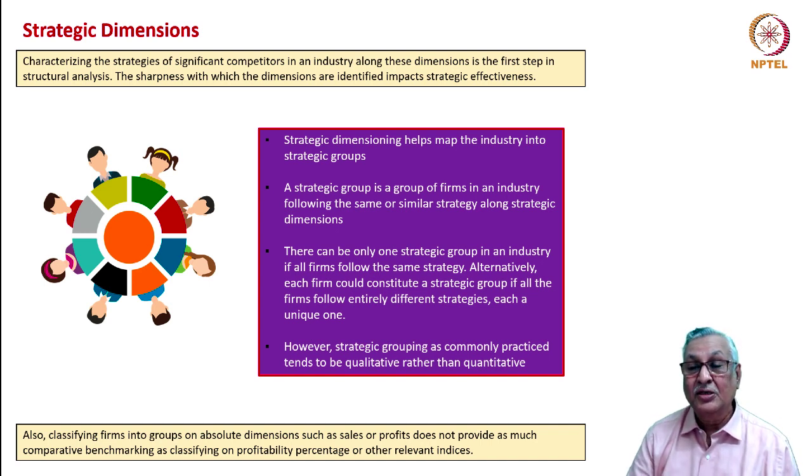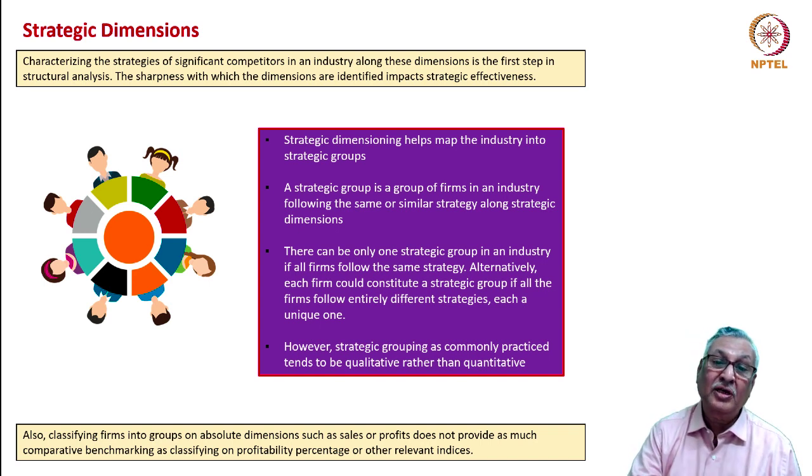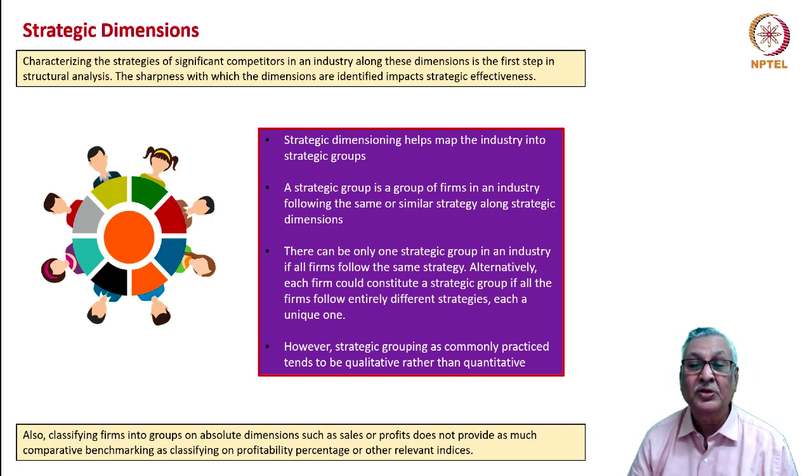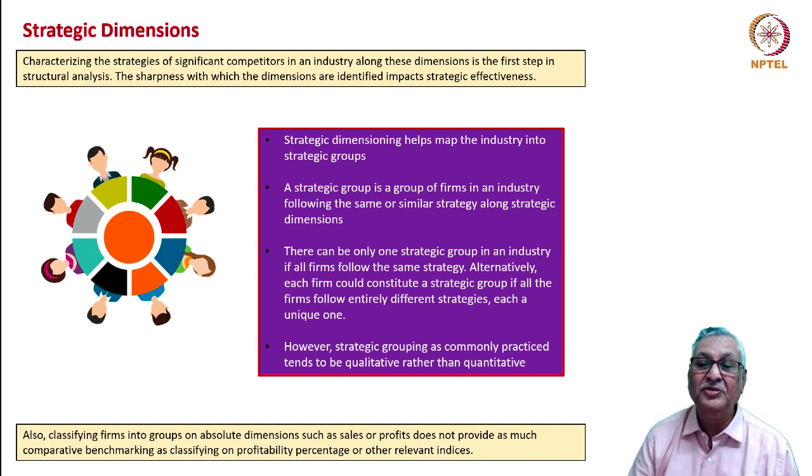On the other hand, if a company is less specialized or more diversified in terms of products, but more diversified in terms of facilities, it belongs to another strategic group. So the strategic group, to repeat, is a group of firms in an industry following the same or similar strategy along strategic dimensions. There can be only one strategic group in an industry if everybody follows the same strategy, but it is not feasible, not advisable, and not logical.